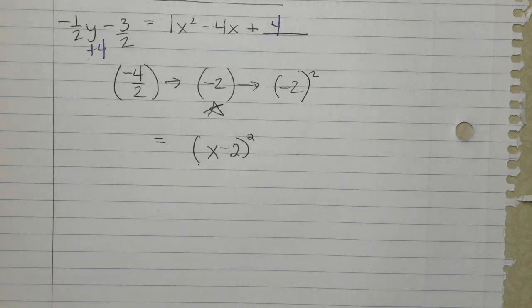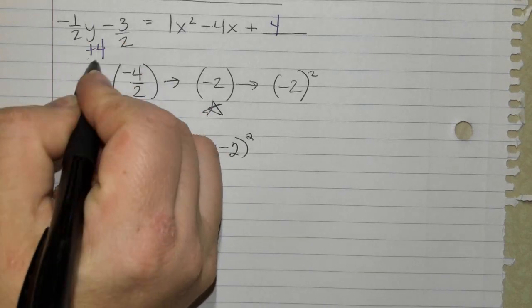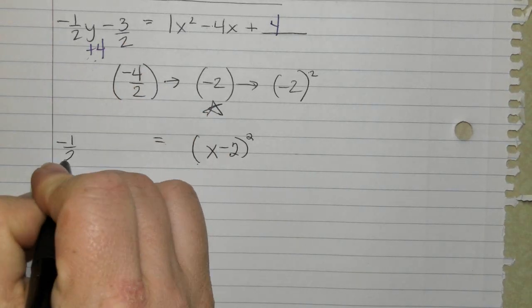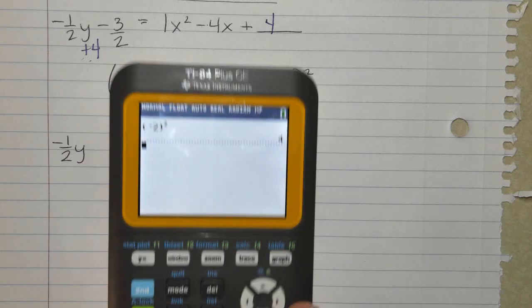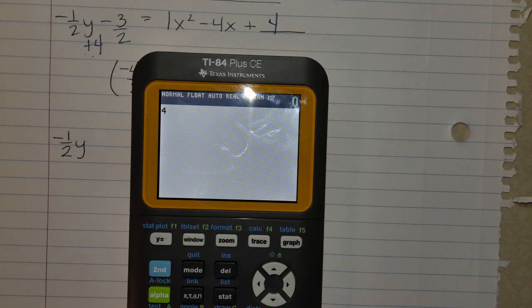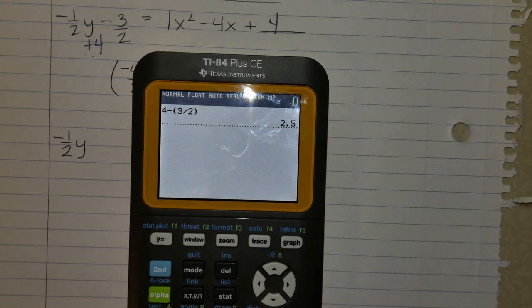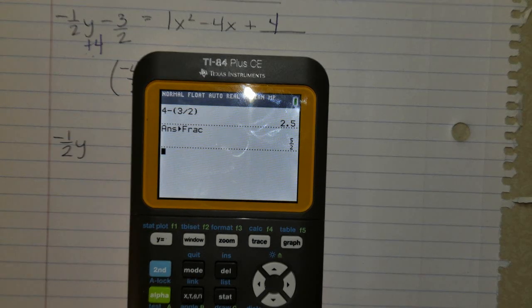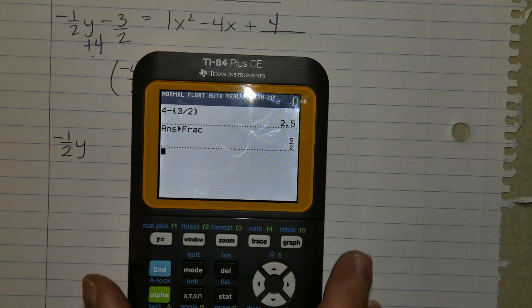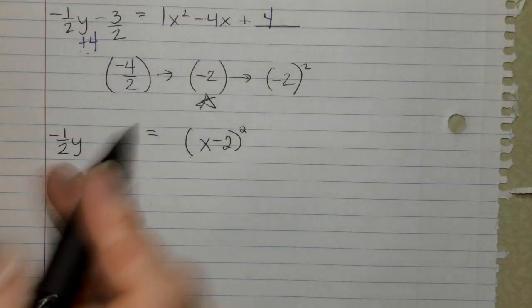Now on the left-hand side, I know out of these three terms, the one term I cannot combine with the others is negative 1/2 y. Then I'm going to grab the calculator and type in 4, subtract, and put 3/2 in parentheses. Some of you will do this in your head. That's okay. Whether you write 2.5 or turn it back into a fraction is totally based on your preference. So positive 2.5.